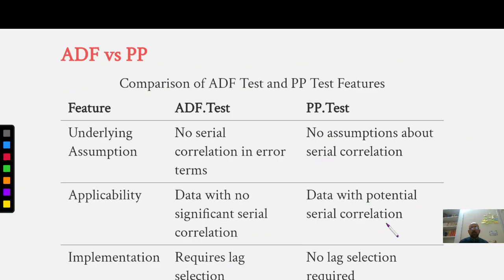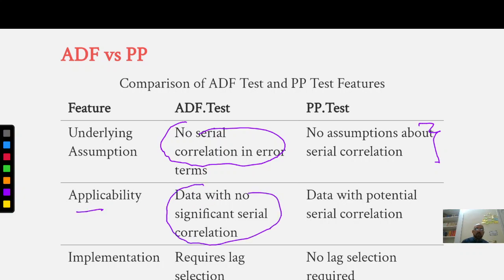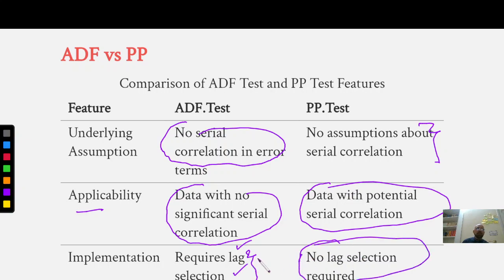That's the basic requirement. The Phillips-Perron test basically doesn't have this assumption that epsilon should be uncorrelated, and it has a different underlying mechanism to test the same unit root hypothesis. So the main difference is, in this case, you have no serial correlation in the error term. There is no such assumption in the Phillips-Perron test. Applicability: data with no significant serial correlation, data with significant potential serial correlation. It requires lag selection, the number of lags of dependent variables, so that the epsilons are not correlated. Whereas in this case, we don't have such assumptions. So this is basically more robust to serial correlation.